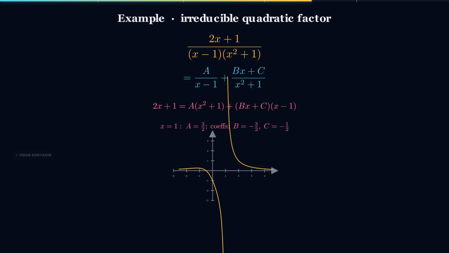Substitute x equals 1 to find a directly. 2 times 1 plus 1 equals 3, and the right side becomes 2a, so a equals 3 halves. Then equate coefficients of x squared and x in the expanded form to find b and c: b equals minus 3 halves, c equals minus 1 half. Write the decomposition. 2x plus 1 over x minus 1 times x squared plus 1 equals 3 halves over x minus 1 plus the linear over irreducible quadratic. Irreducible quadratic factors keep their full form with a numerator that has both an x and a constant term.